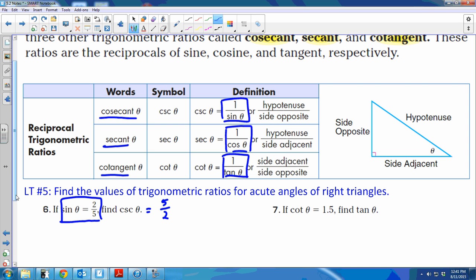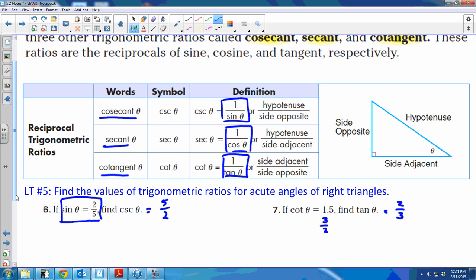On the second one, if cotangent theta is 1.5, find tangent theta. It's easier to find a reciprocal if you have a fraction. So what's the fraction version of 1.5? 3/2. So then tangent would be 2/3. Right? If I did 1 divided by 1.5 instead, I'm going to get a decimal, and that's kind of messy. So I'd rather have the fraction if possible.